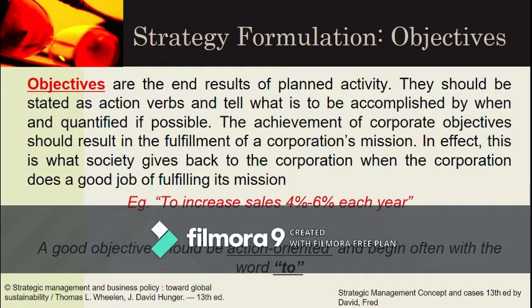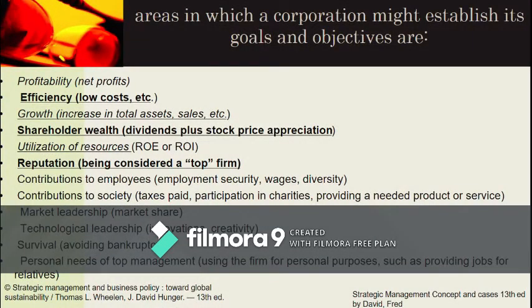So, the next slide will tackle, still under strategy formulation, areas in which a corporation might establish its goals and objectives. You can put goals, but it is better to put objectives because objectives are more action-oriented and something that is measurable, attainable, time-bound, and the like. So in terms of profitability, like the example a while ago, increase in sales, probably you can also use increase in profit. Efficiency in terms of lowering the cost, among others. Growth in sales, assets, among others. Shareholders' wealth. You can put an objective on the stock appreciation as long as it is, of course, attainable, measurable, and the like.